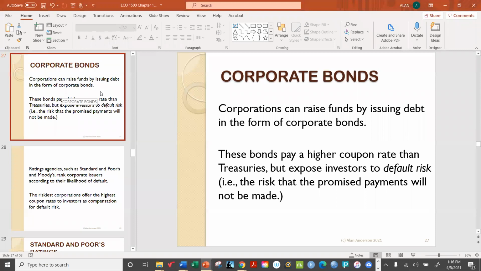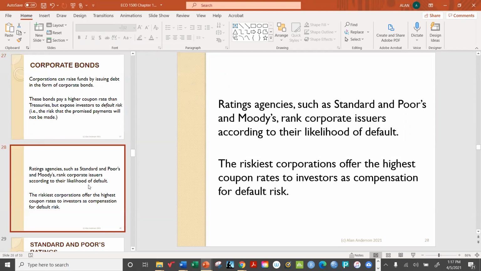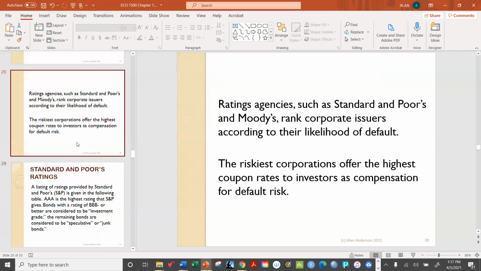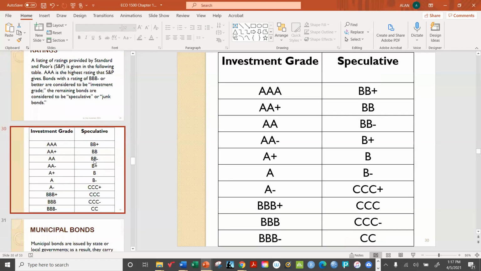Corporate bonds, as you know, are issued by corporations to raise funds, but they have to pay more interest than treasuries because of this default risk, the possibility that the corporation will go bankrupt and not be able to make the interest payments that it promised. So how do you know which bonds to avoid, which ones to buy? That's when we look at these ratings by Standard & Poor's and Moody's. So let me just show you what the Standard & Poor's ratings look like.